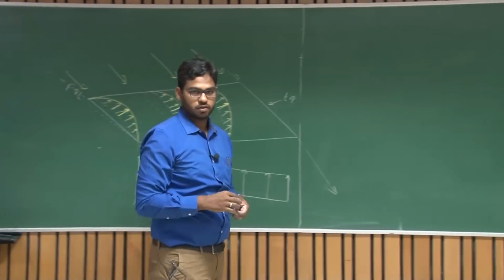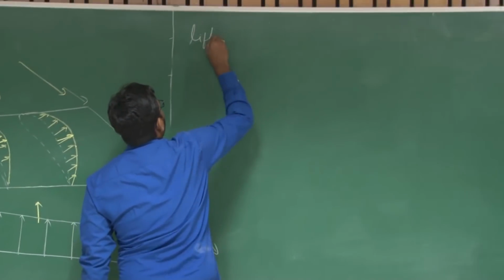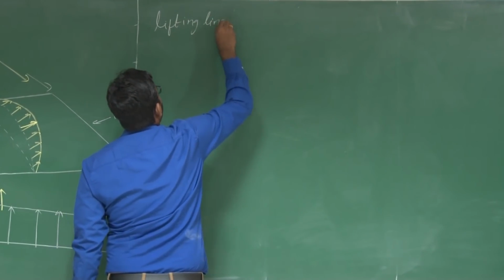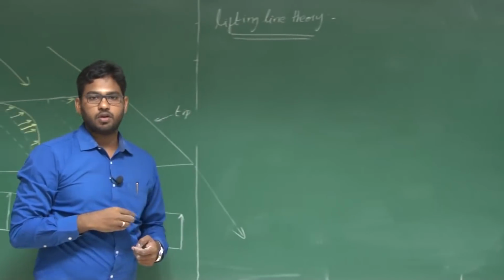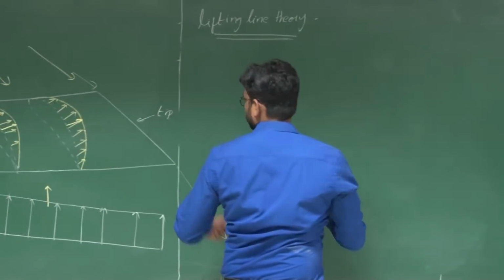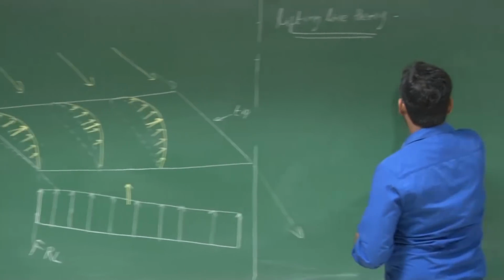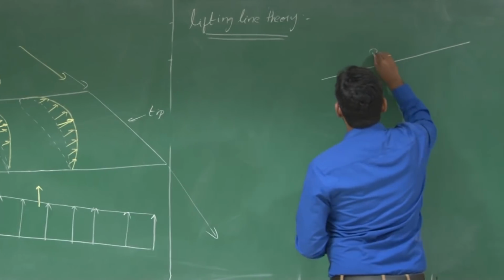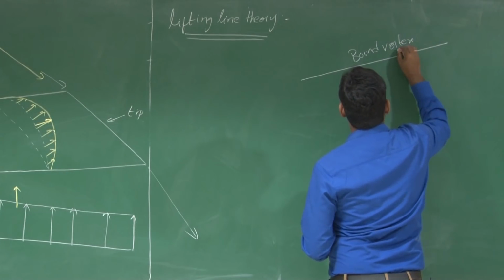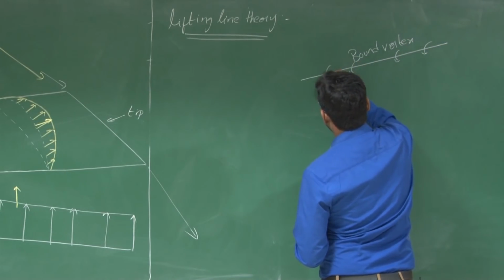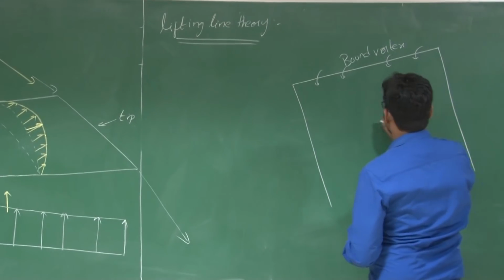So how to model this phenomenon? Lifting line theory. Lifting line theory talks about lift distribution along the span of a wing, right? So this whole setup, the wing and the trailing vortices, is replaced by a bound vortex associated with two trailing vortices.